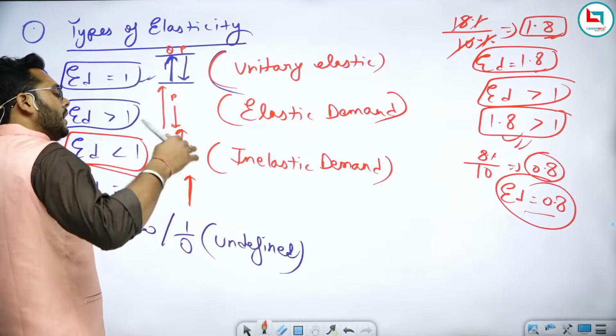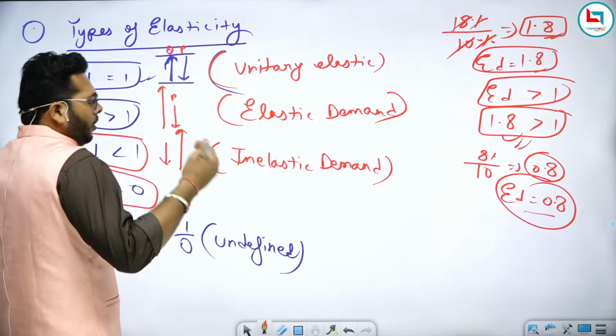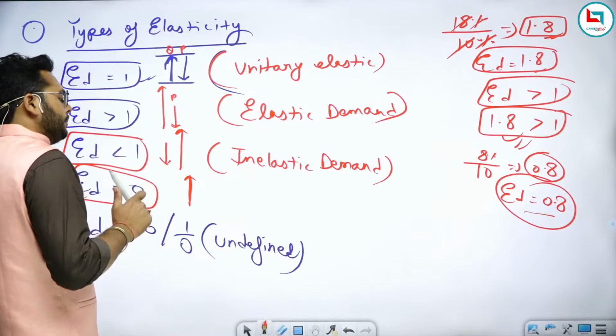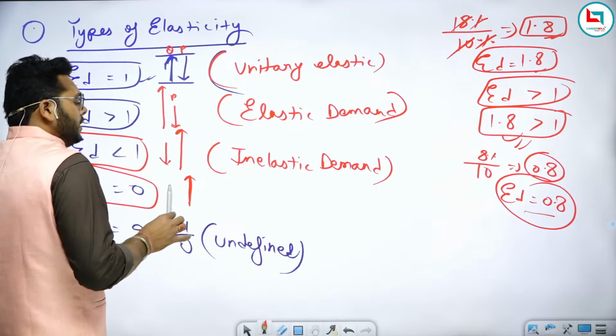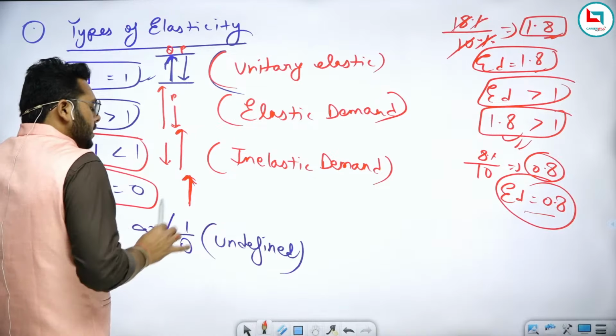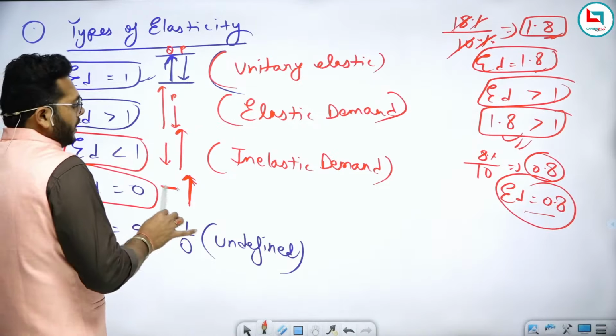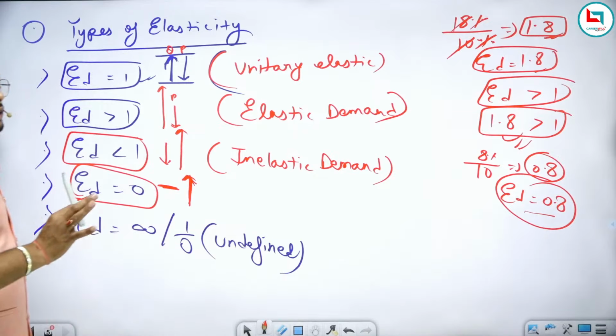Change in price, but either it will be increasing, or it will be decreasing. Both options may be possible, right? Both options can be possible. So after the change in price, you do not have any change in the quantity.